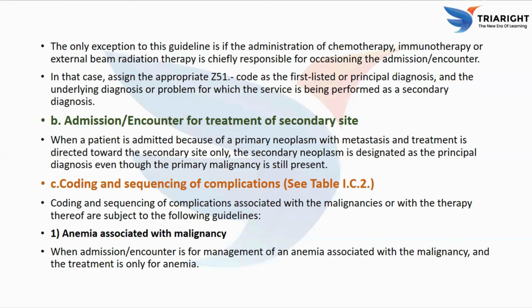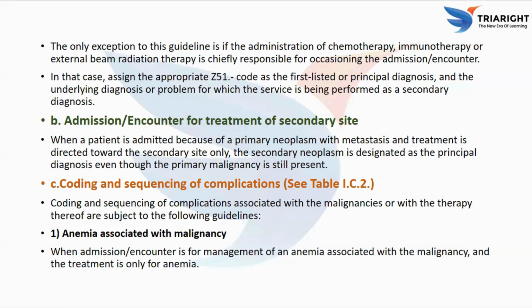Z51.0 is for encounter for radiotherapy, Z51.11 is assigned for encounter for antineoplastic chemotherapy, whereas Z51.12 is assigned for encounter for antineoplastic immunotherapy. So here is an example: a patient is admitted only for chemotherapy for colon cancer. Now you have to assign Z51.11 as the principal diagnosis and a C18 category code as a secondary diagnosis for colon cancer. So Z51 codes indicate the purpose of the visit but not the disease.